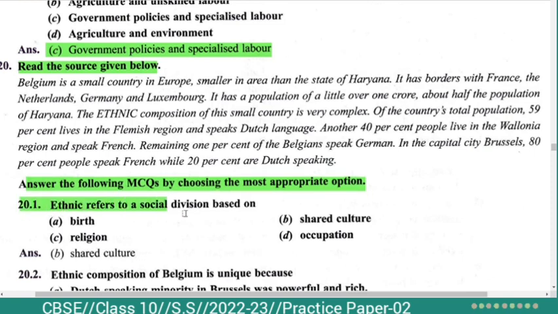Question number 20.1. Ethnic refers to a social division based on option A, birth, B, shared culture, C, religion, D, occupation. Here the correct answer is option B. Ethnic refers to a social division based on shared culture.